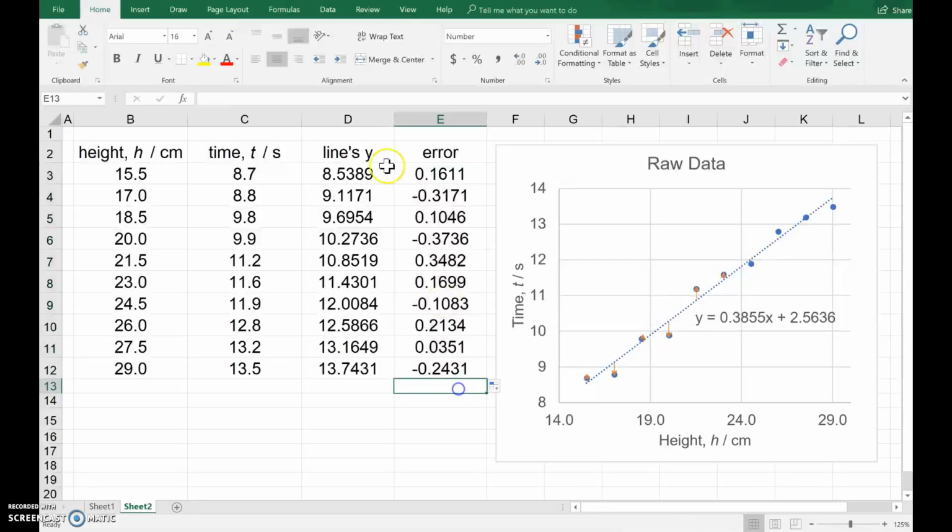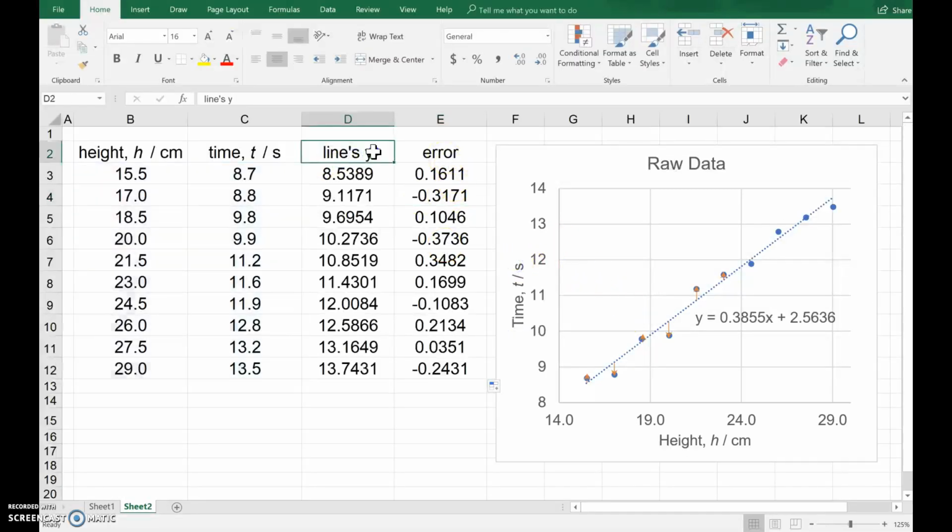That's what this error is. So look at that second point. You see how the error is negative? That's because the arrow points down. My data point is below the line. How far down is it? Roughly 0.3. And that's seconds.